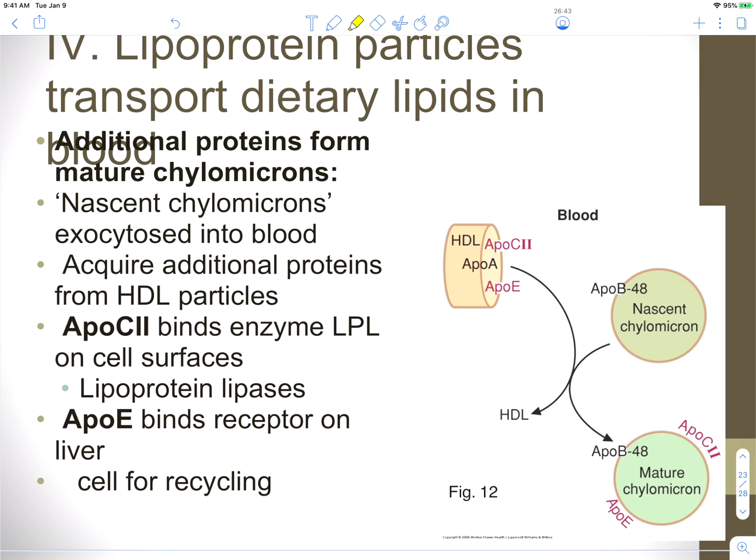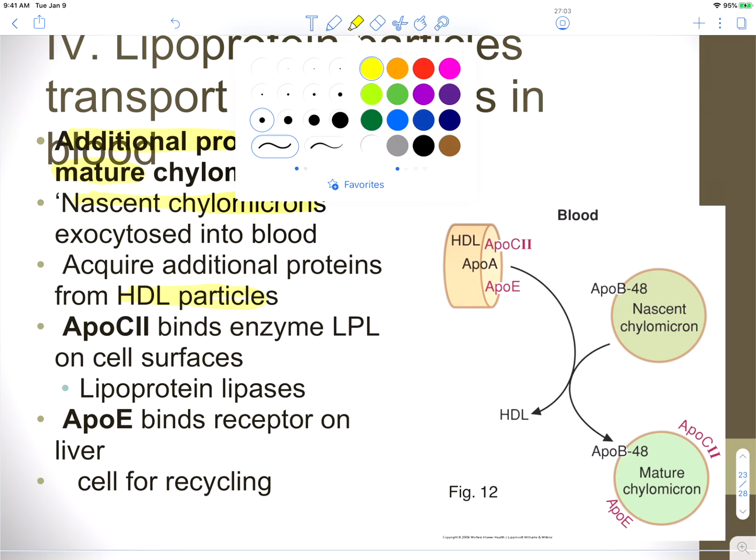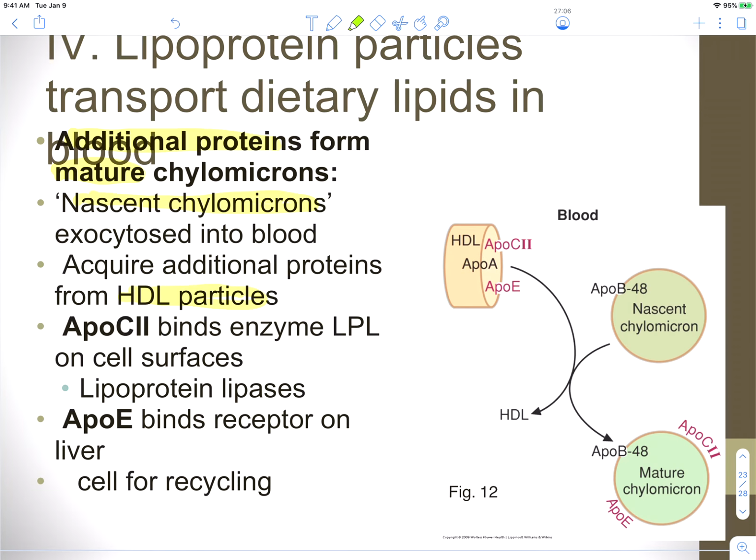Okay, so your particles are going to be transported in the blood, and you have to have additional protein, sorry, that got kind of hidden, to form mature chylomicrons. So your nascent chylomicrons will be released from your gut epithelial cells, and then your HDL particles will give them more molecules, and this will mature them. So the HDL particles are going to give them ApoC2. ApoC2 is important because it allows the chylomicron to interact with lipoprotein lipase, which is going to be on the surface of your cells in your adipose tissue and in your muscle cells, for example.